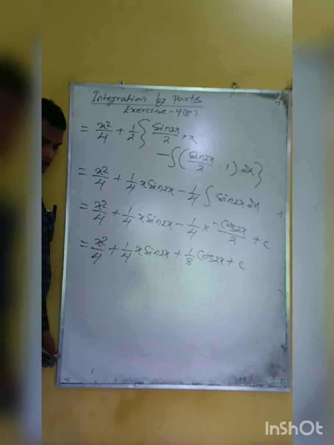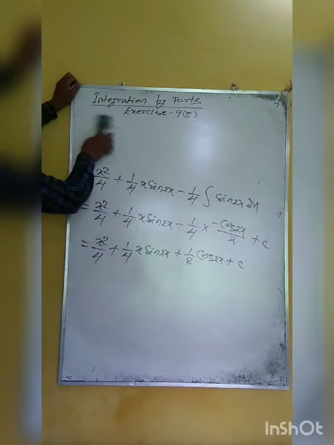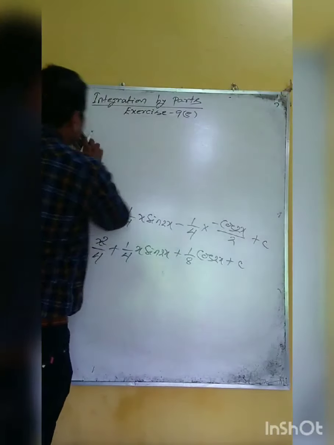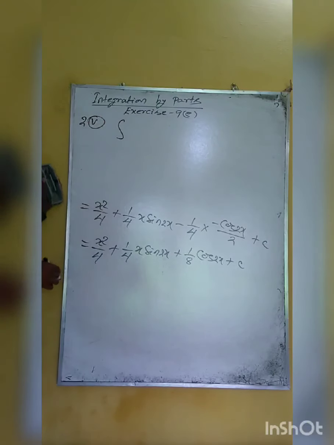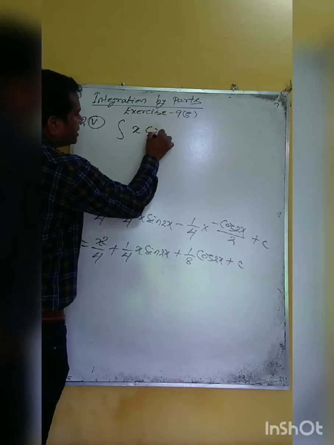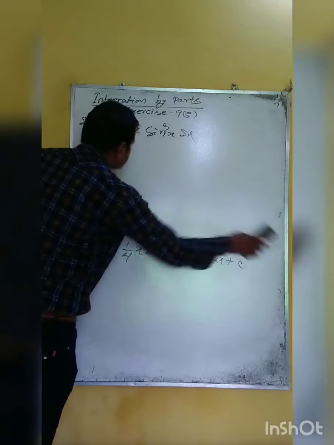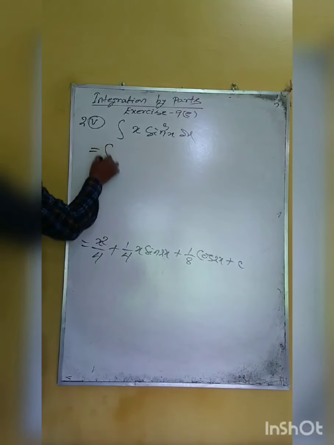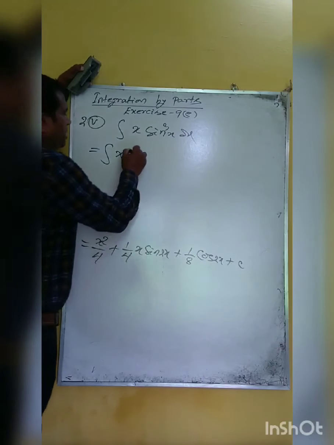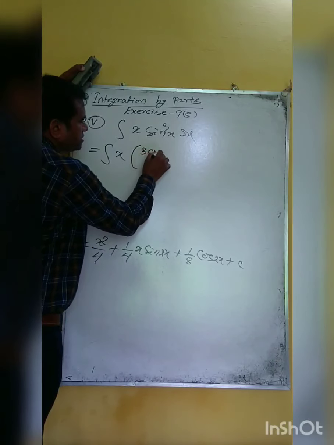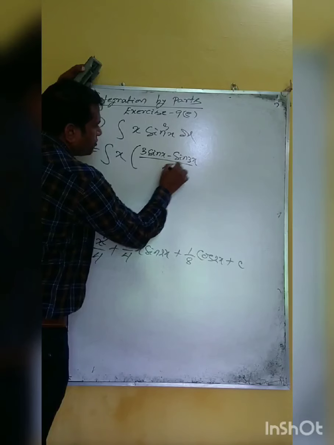Okay, next we integrate another problem, number 2 B. Integral x sin cube x dx. Here we replace sin cube x by 3 sin x minus sin 3x by 4.